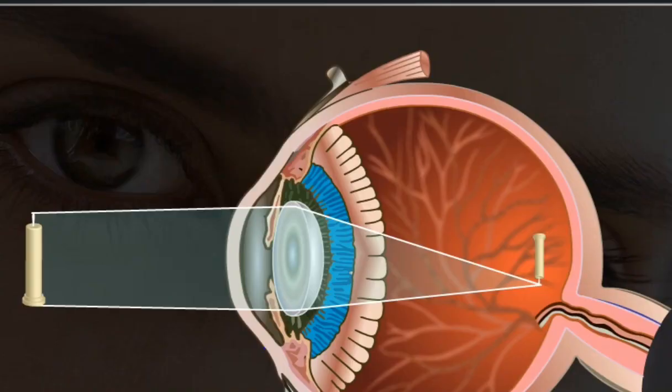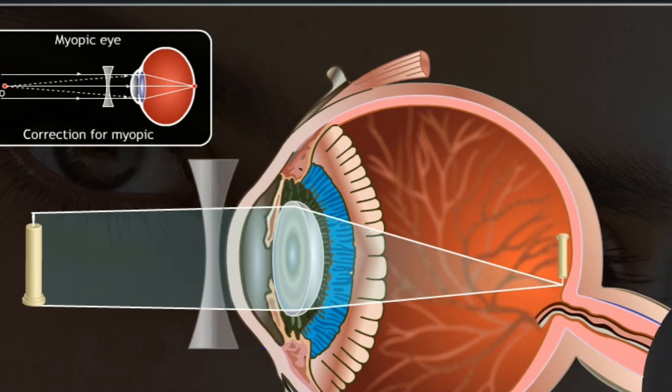This defect can be corrected by using a concave lens of suitable power. A concave lens of suitable power brings the image back onto the retina, and thus the defect is corrected.